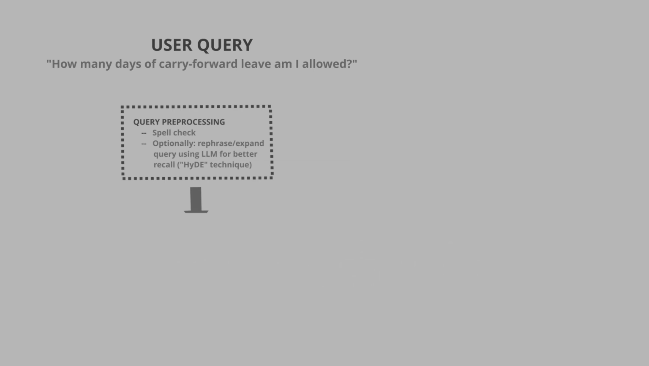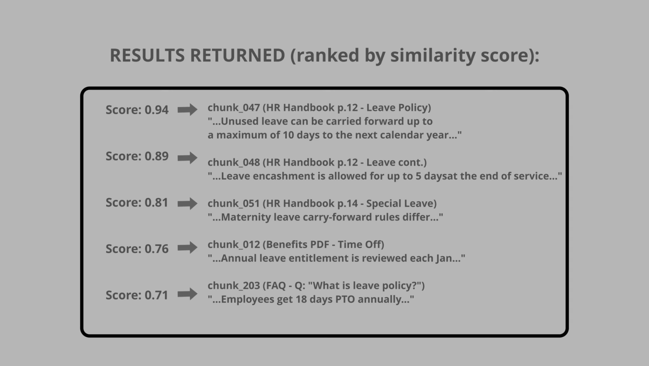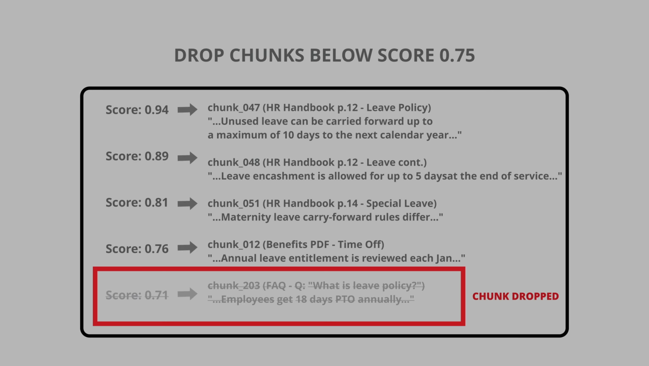Okay, now it's time for the context retrieval process. During search, the vector database retrieves the top K matching chunks, usually 5 to 20 chunks, ranked according to their scores. Then it drops chunks below the threshold score, something like 0.7 or 0.8, for more accurate results.